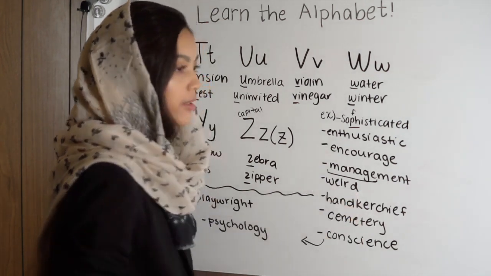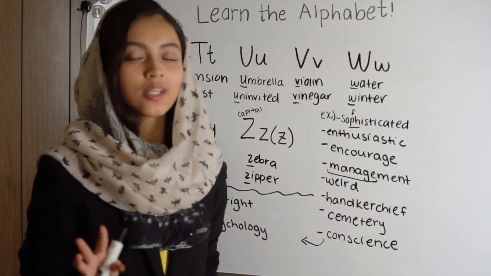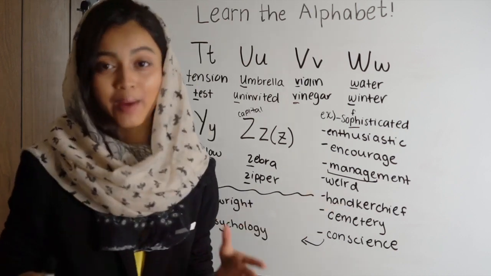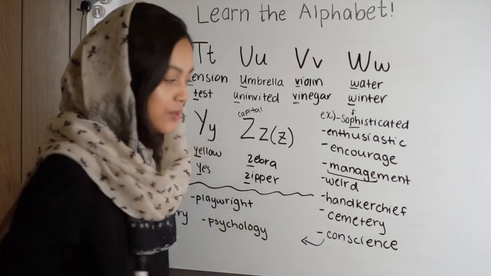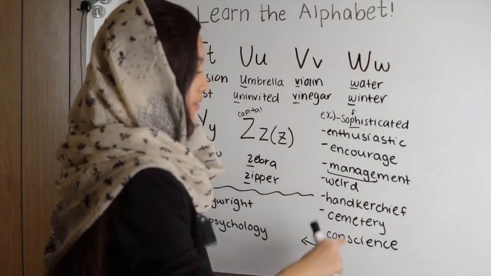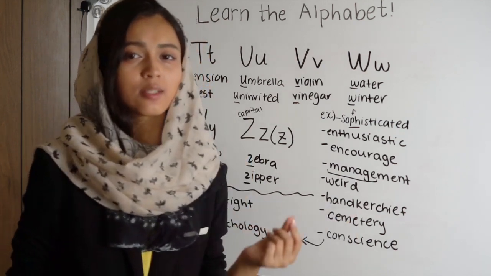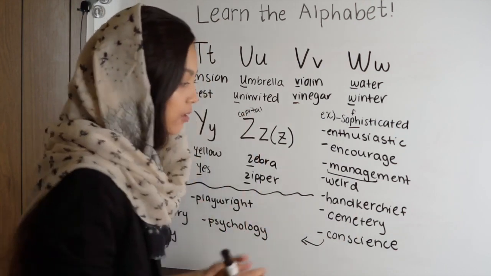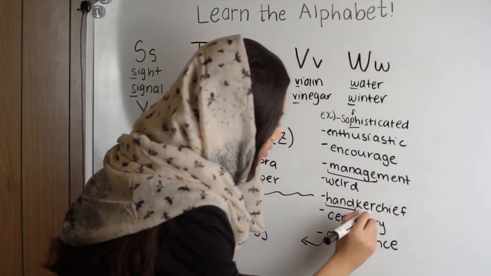Weird. Weird means not normal, out of the ordinary. Weird doesn't necessarily mean bad. It can mean good and bad depending on how you say it. So weird. Then we have handkerchief. I previously said that if you don't know a word well, you can break it up into smaller words. So we have hand and chief.